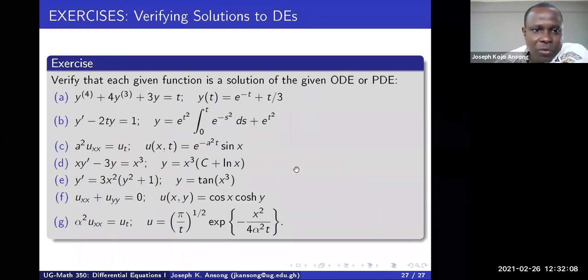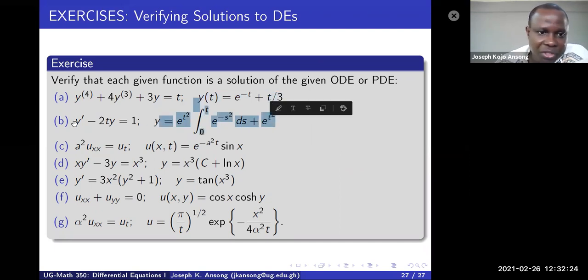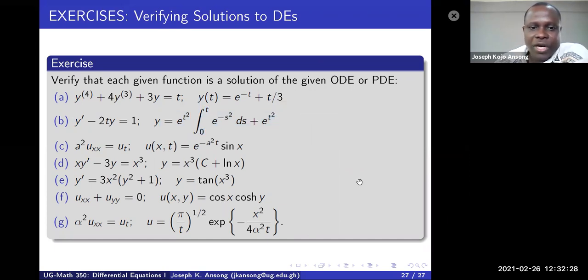And then finally, you want to take a look at this. We've done some examples of how to verify that a given function is actually a solution to the differential equation. For instance, you want to show that this function is a solution to this differential equation. You want to do the same thing here, show that this function is a solution to that differential equation, and so on. So try your hands on these, and let me know if you have any challenges.